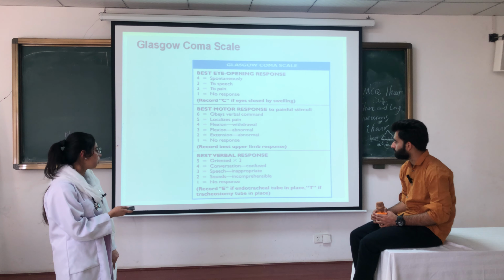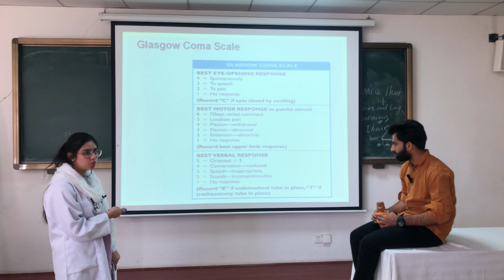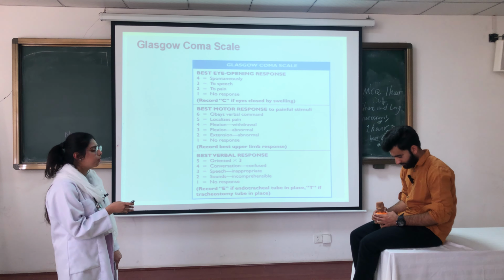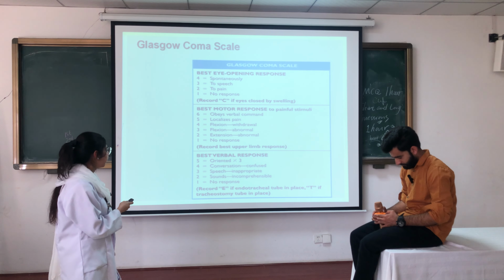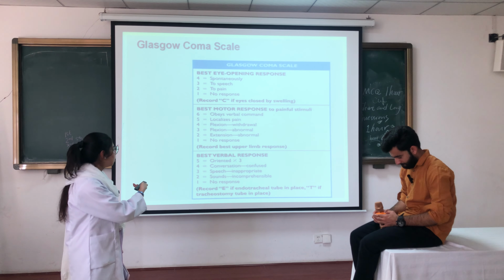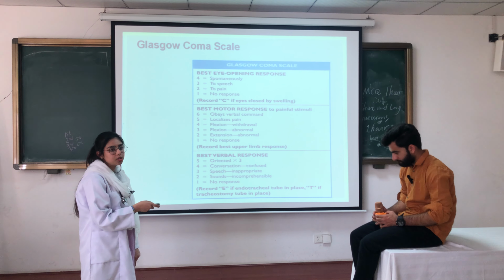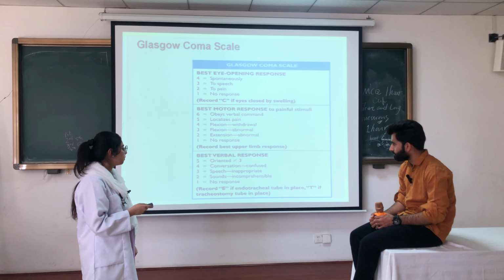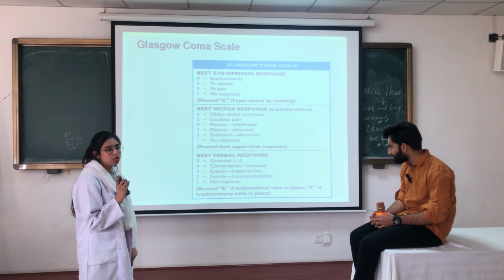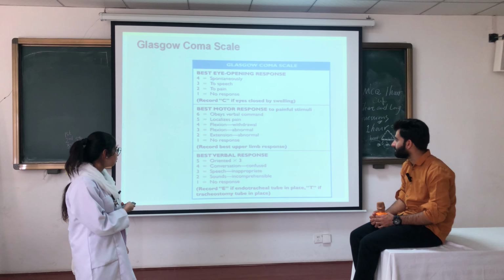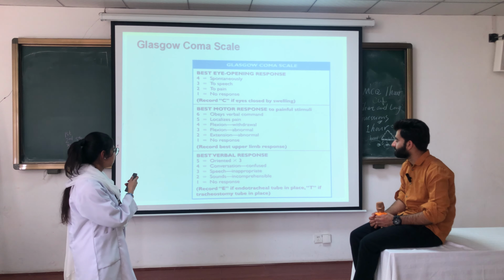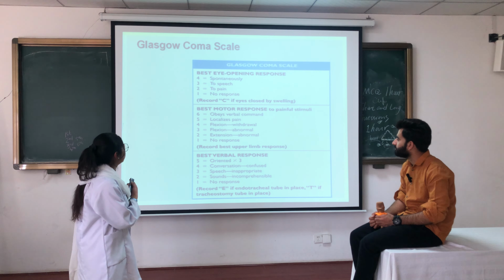If there is only sound and no speech, it is two. If there is speech which is inappropriate, which is not right, then it's three. After that, if the patient is having a conversation but is very confused and cannot say anything properly, then it's four. And oriented speech relates to number five.